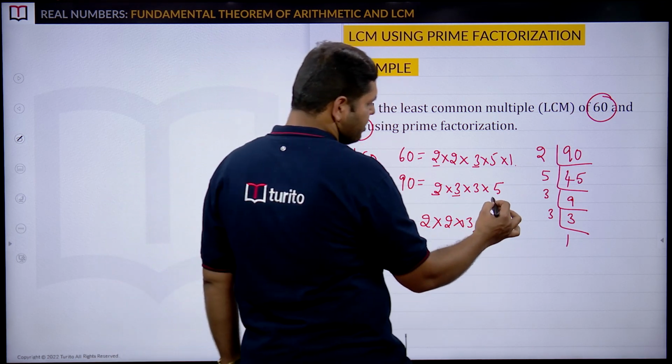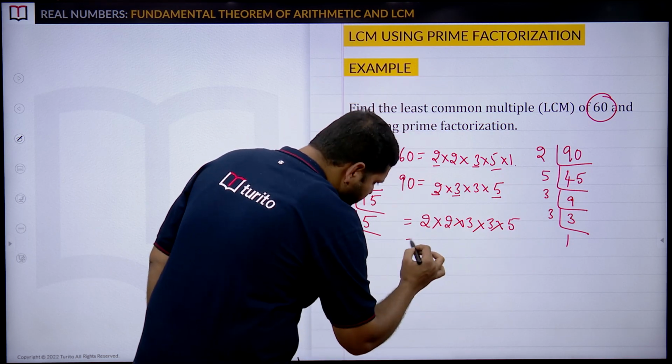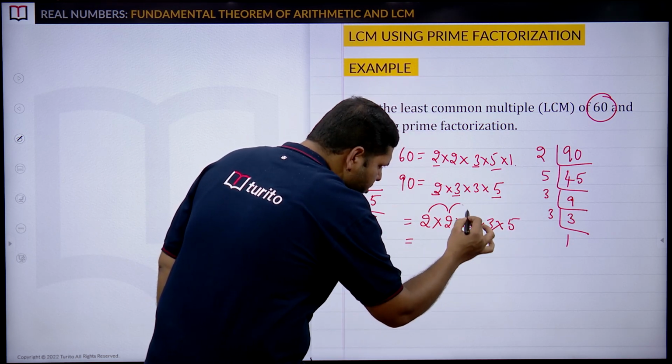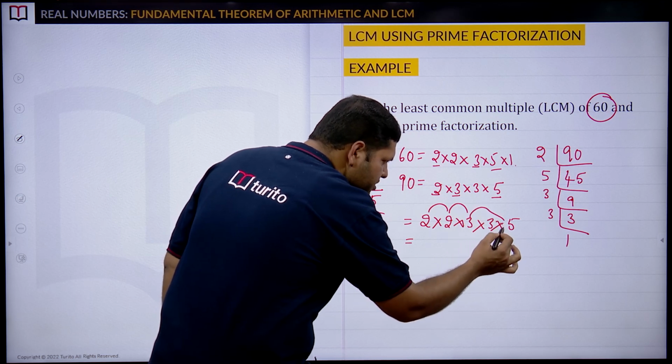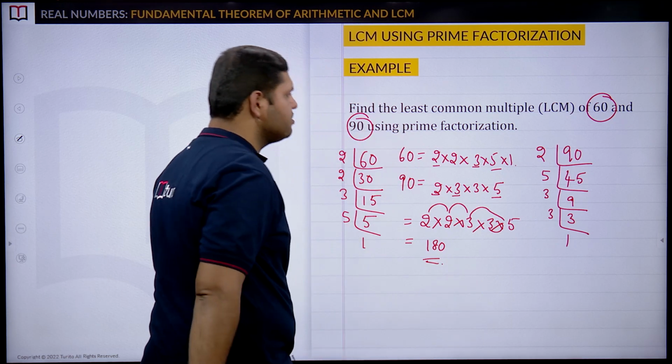And 5 is present here and 5 is present here. So take the 5 here. Then multiply now. So 2 2s are 4, 4 3s are 12, 12 5s are 60, 60 3s are 180. So what is the LCM, children? 180 is the answer.